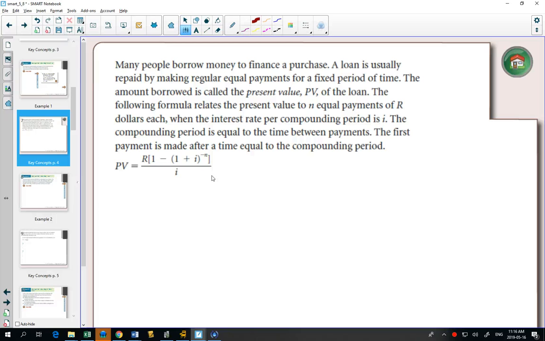For question 2, we have another formula. And this formula is looking at the amount borrowed. If you're borrowing money to buy a car, to buy a house, that's your present value. You make regular payments again, which are R. You have an interest rate per compounding period, just like before.